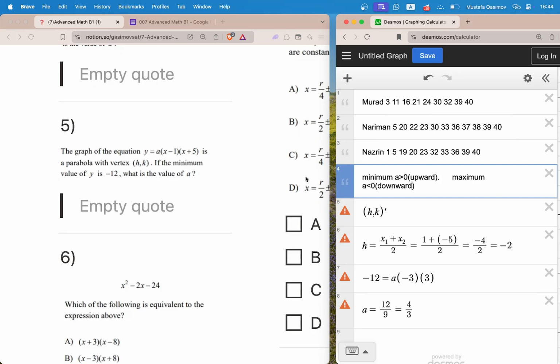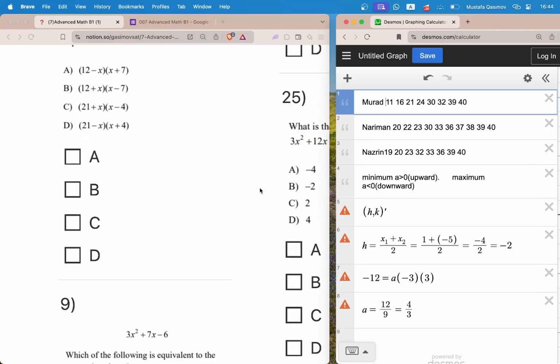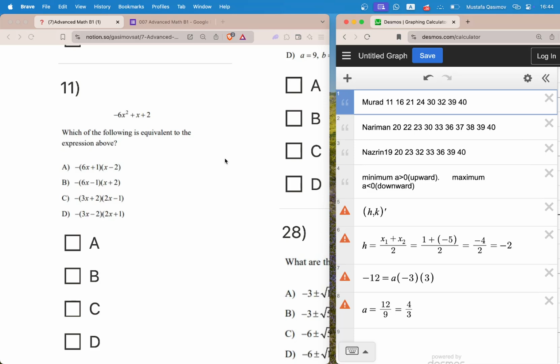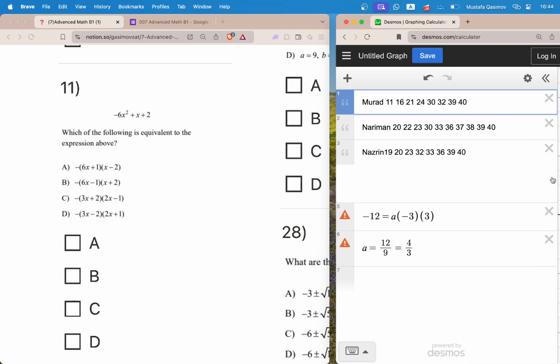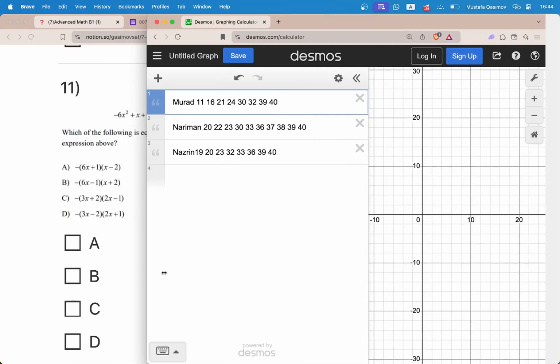Okay. Next one is 11. For 11, we have to just do factorization. Maybe it is a little bit harder for you. Or you can open this one, then you have to look which one is equal to this expression. Murat, or we can do it with decimals. We can write that one to decimals.